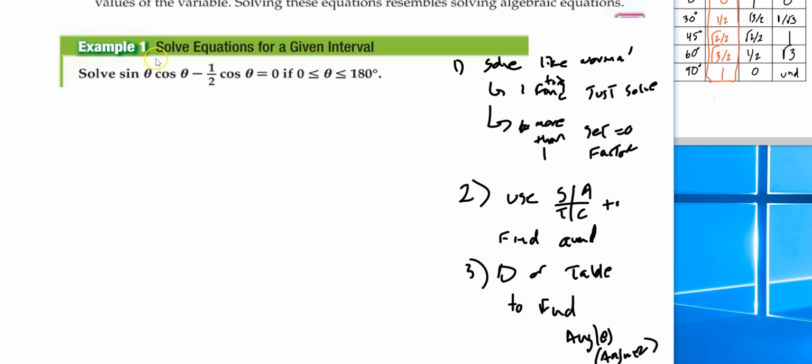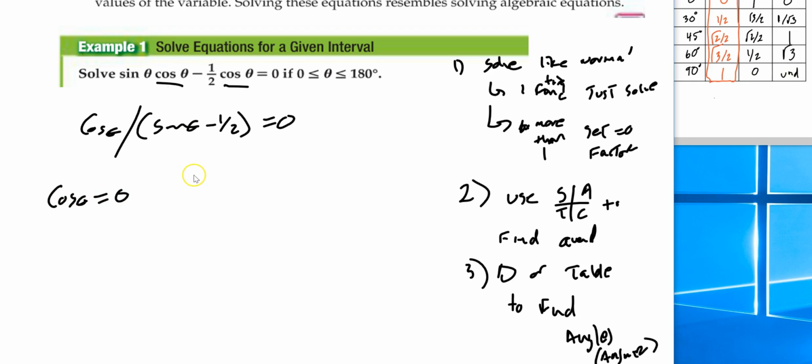So let's start here. Look at this one. There's more than one trig function, so I've got to set equal to 0. Look, that's already done. Now I've got to factor. But look at what they have in common. They have a cosine in common, so I can factor it out. Cosine theta times sine theta minus 1/2 equals 0. Then we're going to solve this like normal. We split and solve. So cosine theta equals 0, and sine theta minus 1/2 equals 0.